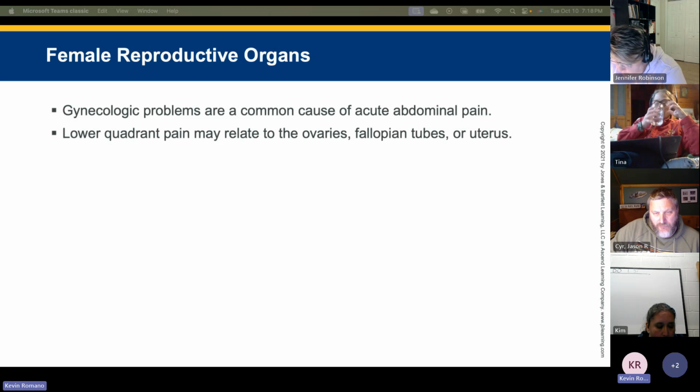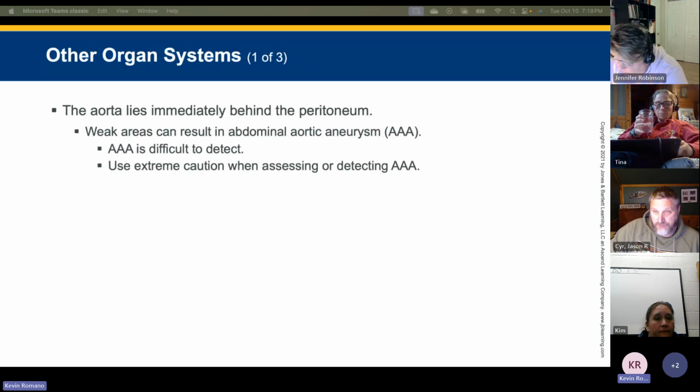And where is that ectopic pregnancy normally located? Any thoughts? Fallopian tubes? Yep, the fallopian tubes, most common place. All right, so other organ systems, the aorta being your major blood supply, right?